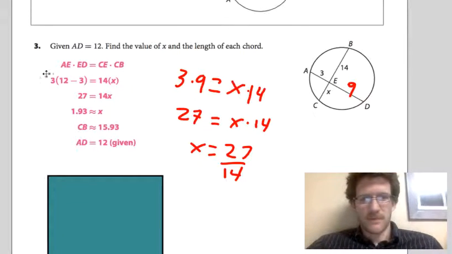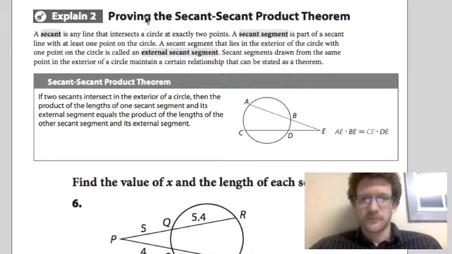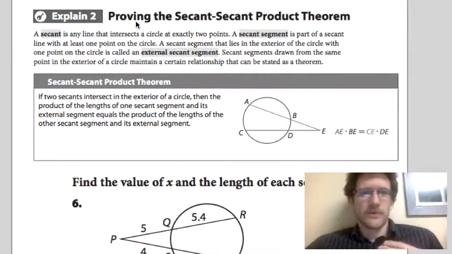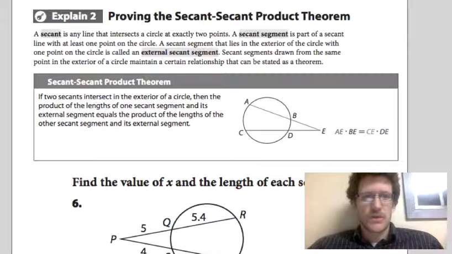Cool, moving on. We got a new definition. We're going to do the secant. So the secant, as it says here, is any line that intersects a circle exactly.